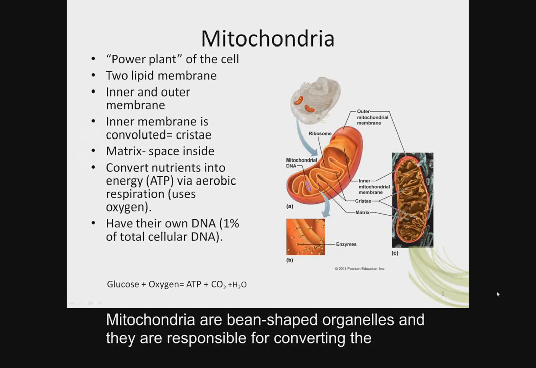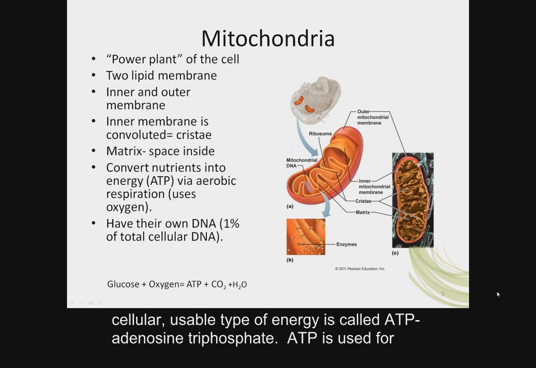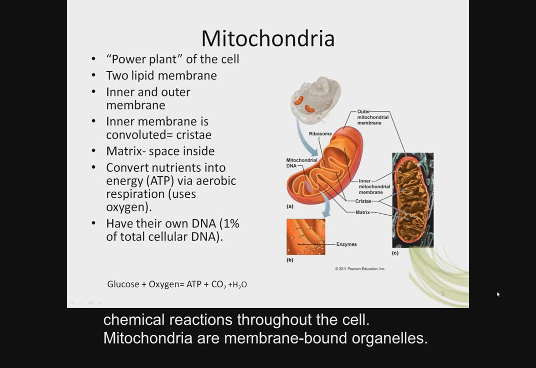Mitochondria are bean-shaped organelles, and they are responsible for converting the stored energy in the food we eat into the type of energy the cell can use to do work. This cellular usable type of energy is called ATP, adenosine triphosphate. ATP is used for chemical reactions throughout the cell.